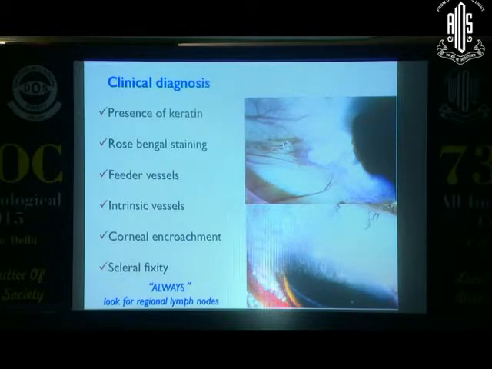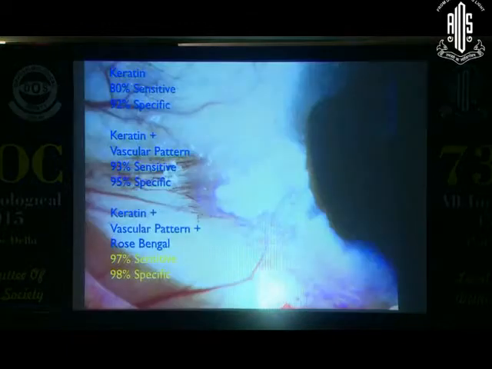The clinical diagnosis and the pearls that you have to keep in mind are the presence of keratin, Rose Bengal staining, feeder vessels, intrinsic vessels, corneal encroachment, and scleral fixity. Scleral fixity is very important, and it can be easily done in the clinic. Take a cotton tip and try to move the lesion. If there is scleral fixity, that alarms you. That means there is more invasion of the tumor. Always and always look for the presence of a regional lymph node, whether there is any regional metastasis present.